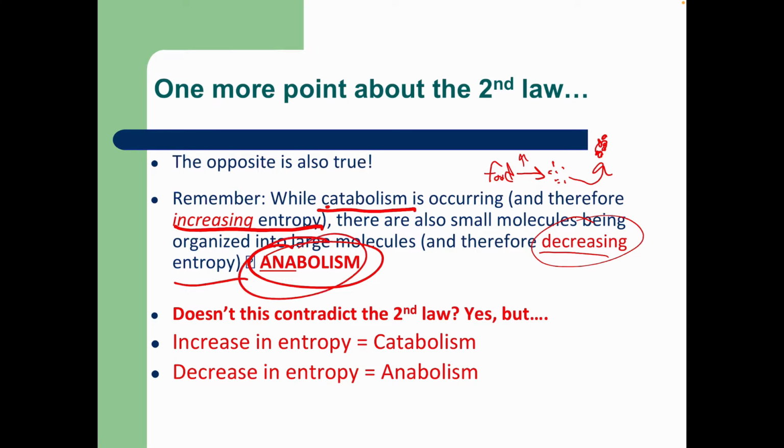So it's a kind of continuous process. Technically, this kind of contradicts the law, but an increase in entropy equals catabolism, but a decrease in entropy equals anabolism. So it's not invalid. It's just a different process.